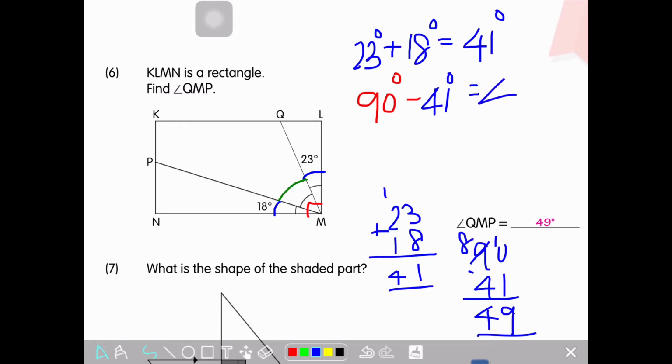That gives us 49 degree. It's also possible to do this way because we will get the same answer. Alright, so you may do the first way or the second way.